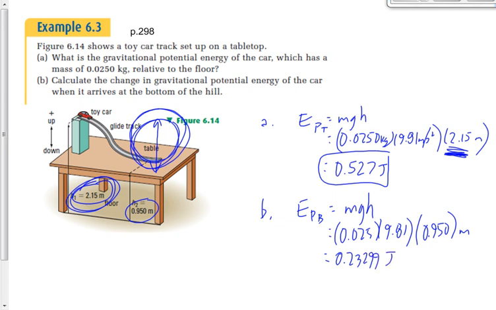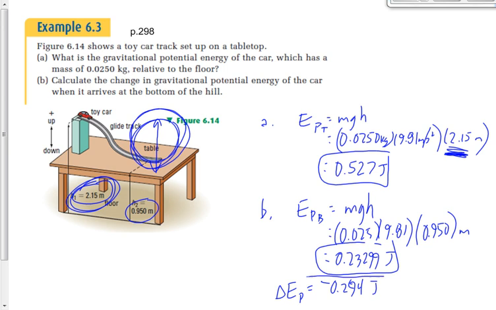That's not my final answer, though. How do I get my final answer, the change in gravitational potential energy when the car arrives at the bottom of the hill? Yeah, just subtract them. Just subtract them, right? So take that number, subtract it from 0.52728. And we get, we'll say delta EP, the change in potential, as negative 0.294 joules.